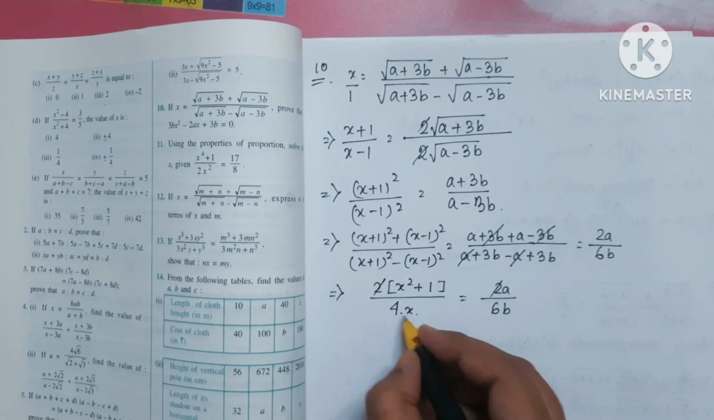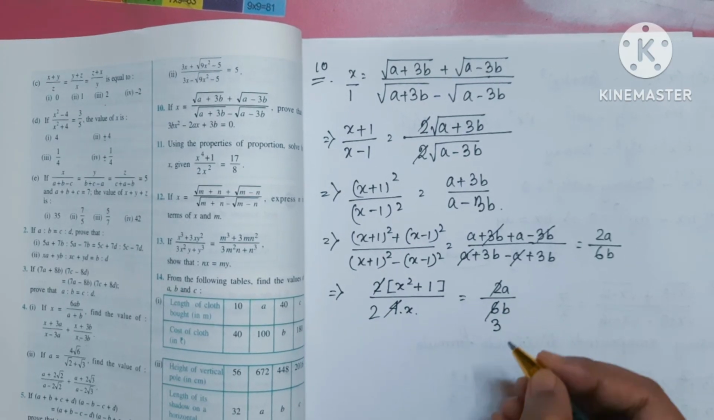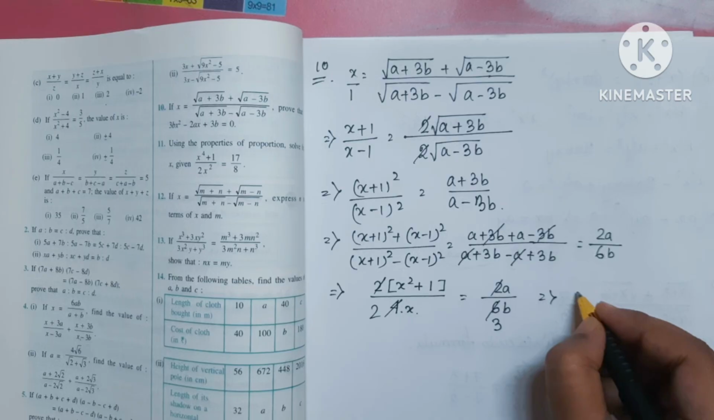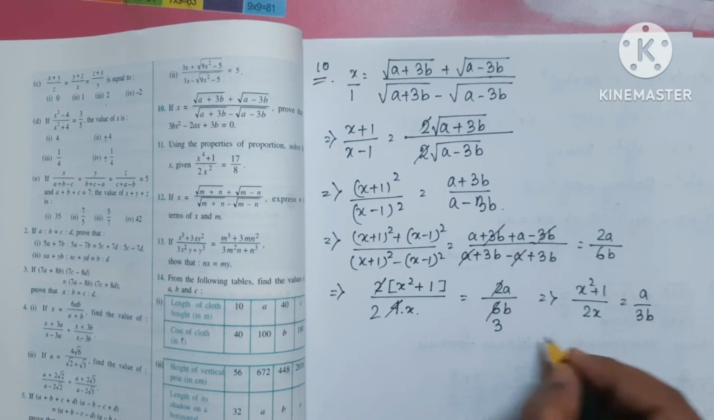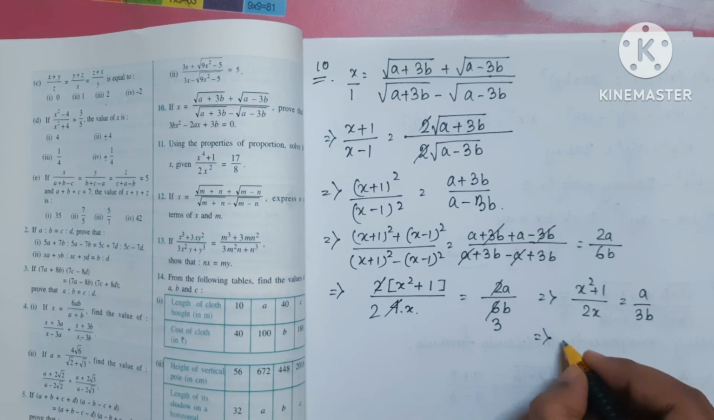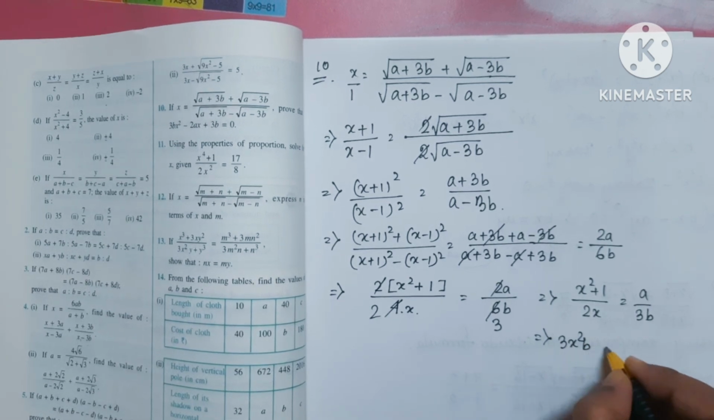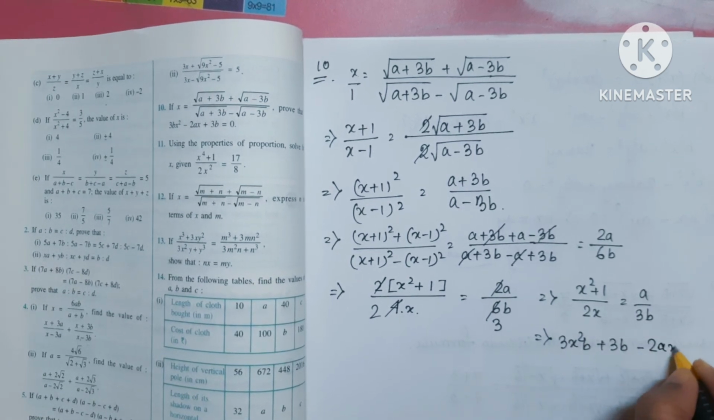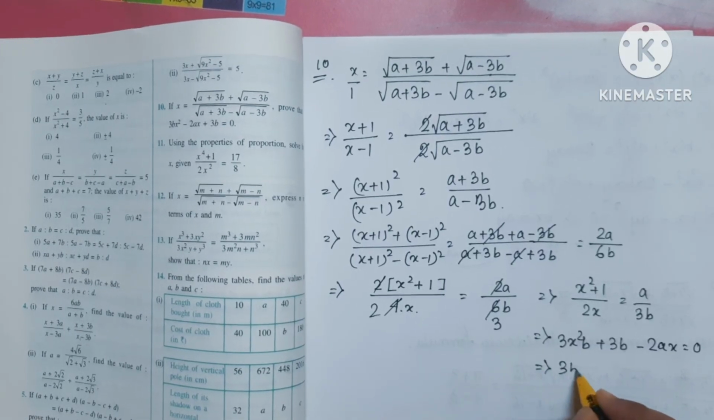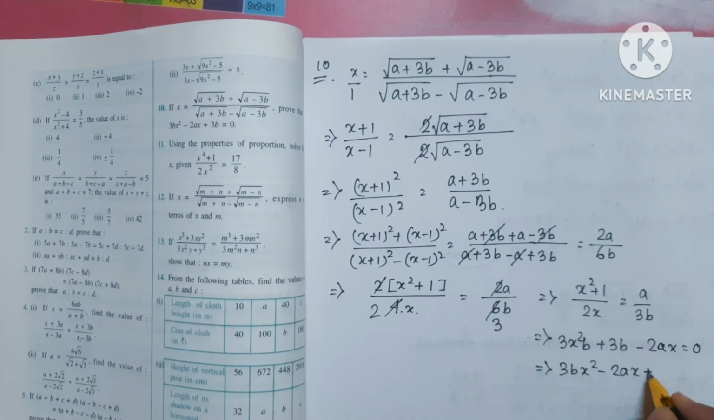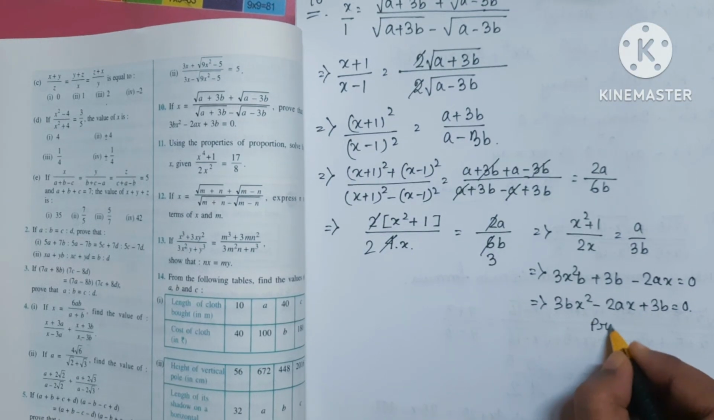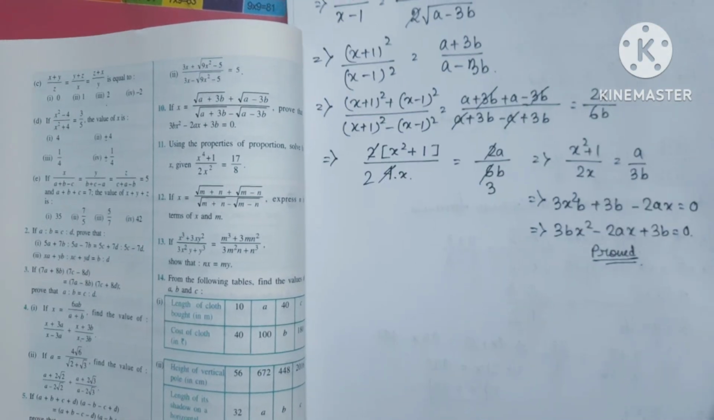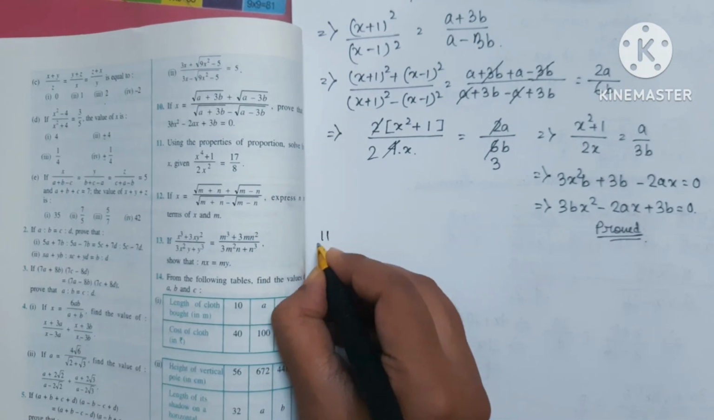You can cancel this 2. So, (x² + 1) by 2x is equal to a by 3b. Hence, 3x²b + 3b − 2ax is equal to 0. Okay. So, 3bx² − 2ax + 3b is equal to 0. See, this one is proved. Now, next problem. Question number 11.